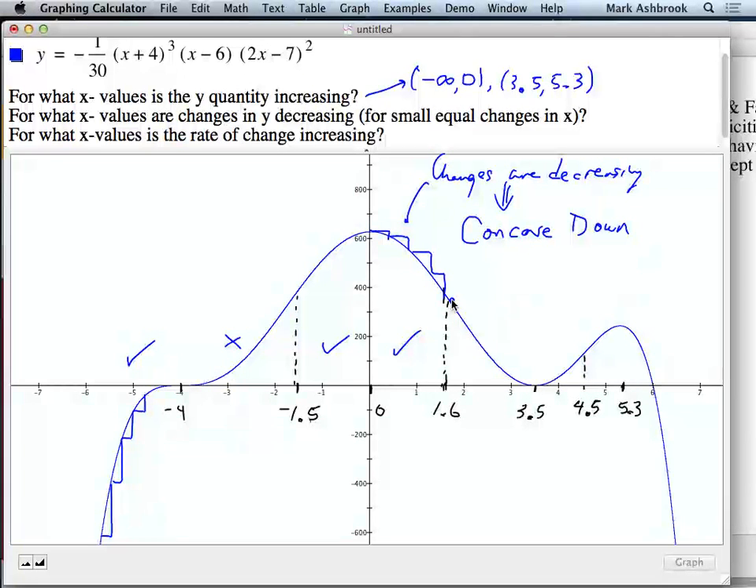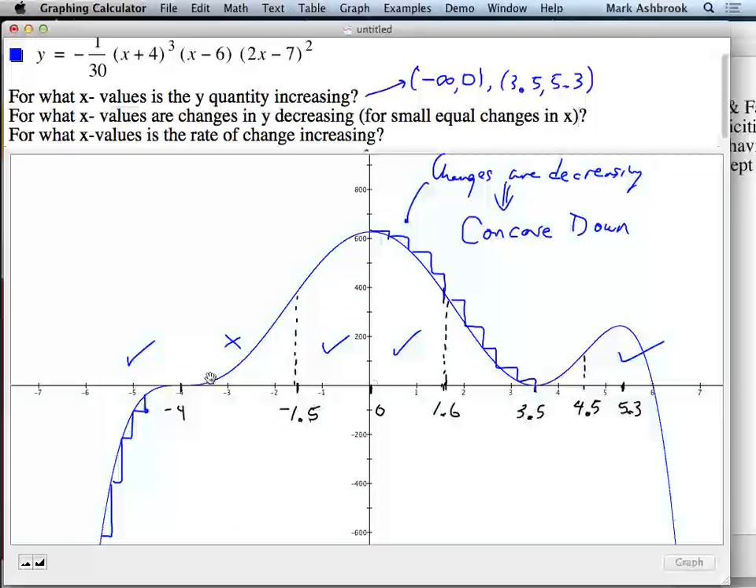Because here the changes are getting less negative. Those changes get less negative. That means they're going up. And that's why concave up means the changes are increasing. Same with here. So then what about from 4.5 to infinity? From 4.5 to infinity, it's always concave down, so the changes are decreasing.